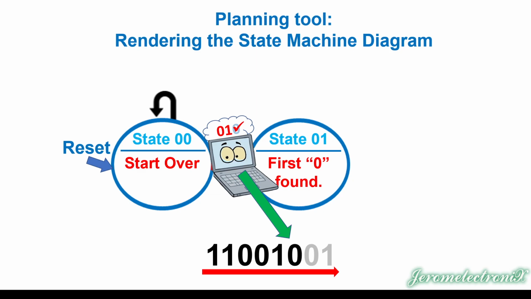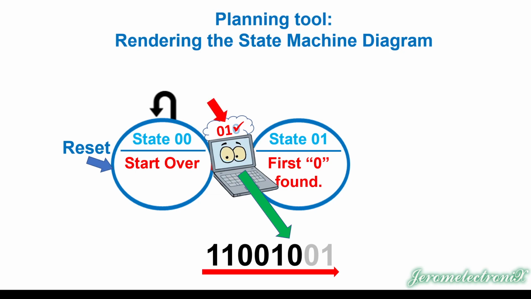Should it go back to start over? Give me a second to think about that. If the next number is a 0, should we go back and start over? Well, actually, even though we found a first 0 and then we found another 0, it might be that this is the beginning of the sequence. So what are we going to do?